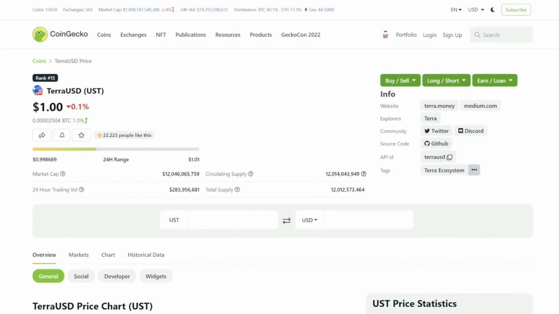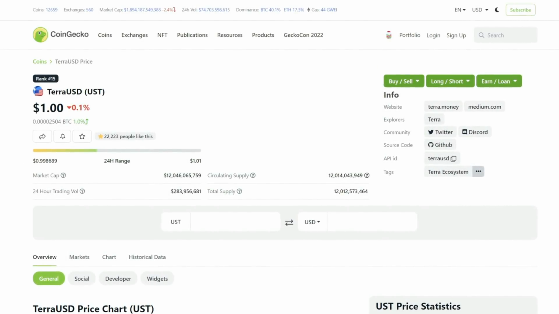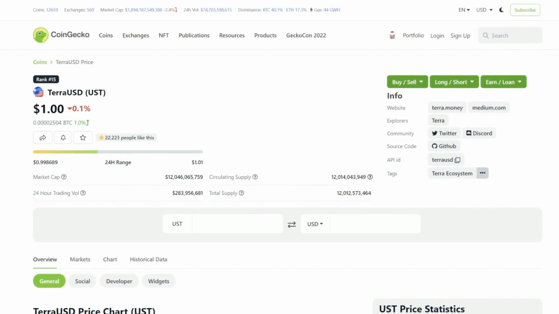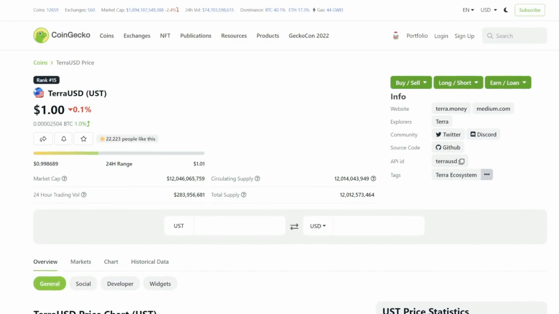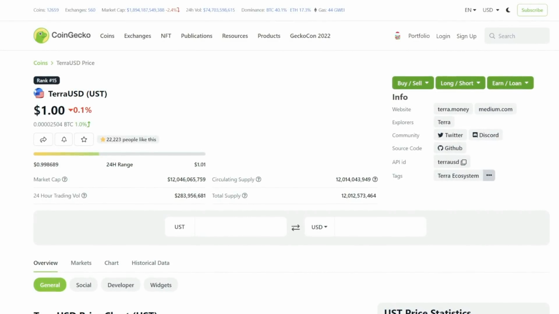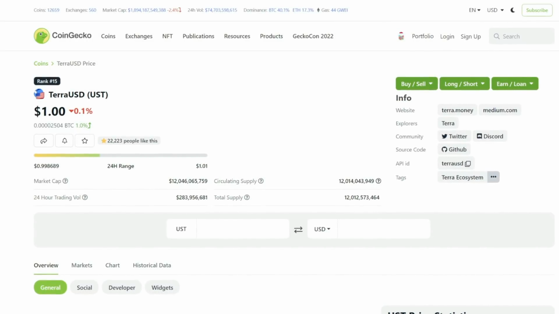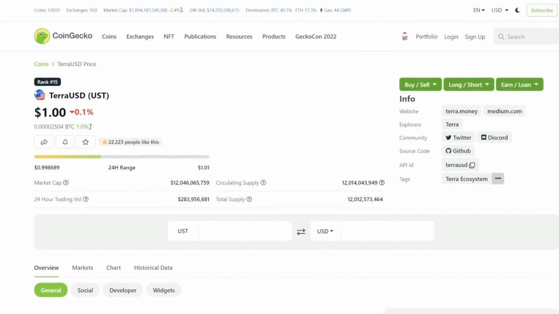To begin with, let's consider UST. This is the algorithmic stablecoin of the Terra ecosystem, and it's the third largest stablecoin behind Tether and USDC, so it's pretty sizable. It's also the largest decentralized and algorithmic stablecoin, and today it's the 15th largest project with a market cap of over $12 billion. So this isn't some dinky little thing with a whole lot of risk and uncertainty associated with it.